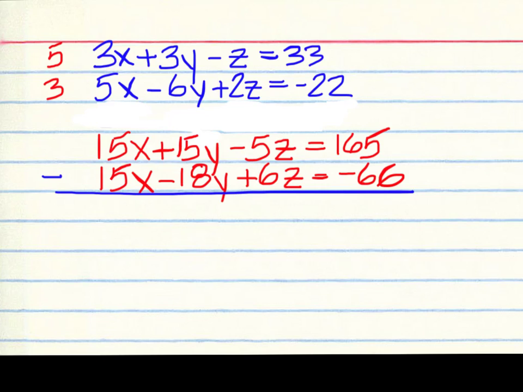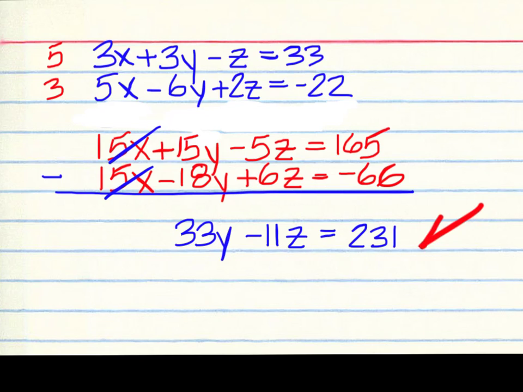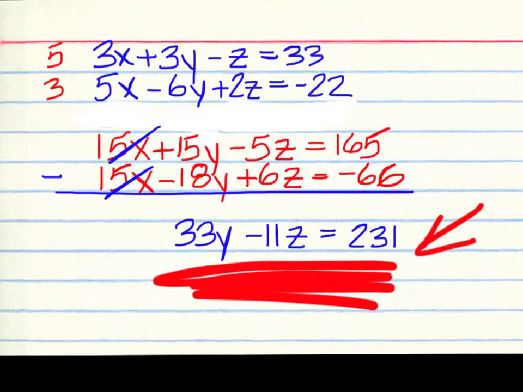So when we do that, we're left with 33y minus 11z equals 231. Now, just like we did with that last one, we had to hold that one and put it off to the side. So that's what you're going to do with this one. So we've generated two new equations. And with those two equations, we're going to go back and replace the bottom two in the original problem with those two equations that we came up with.